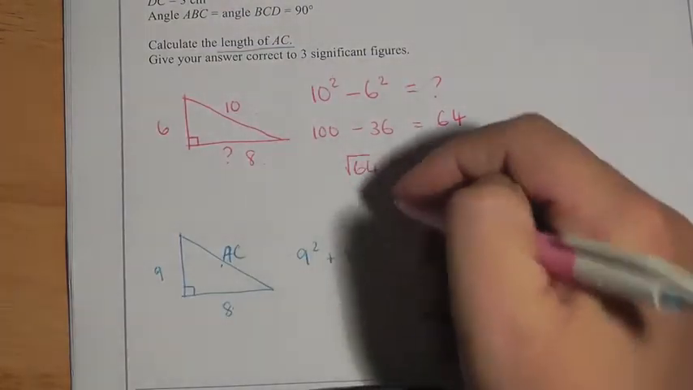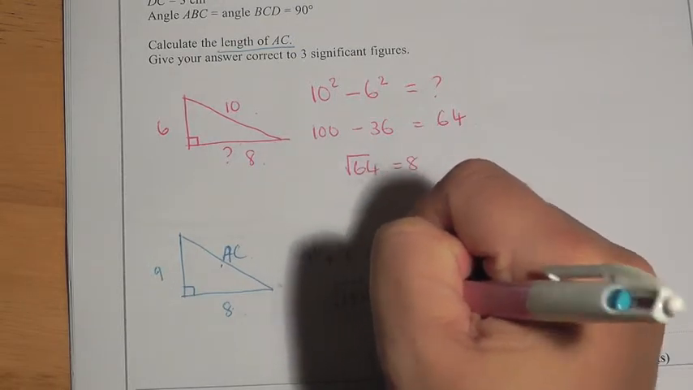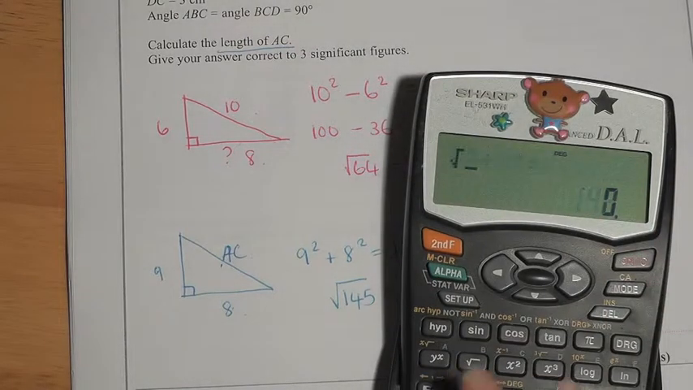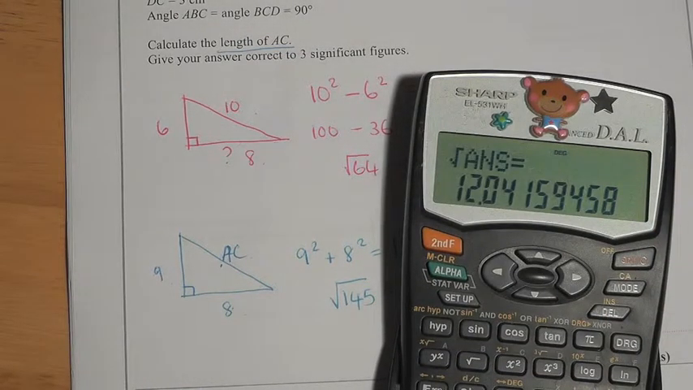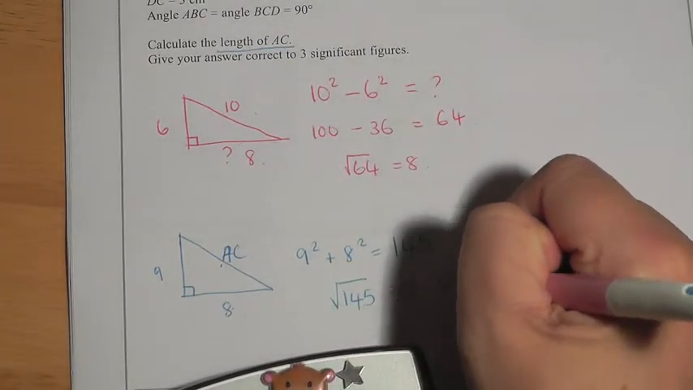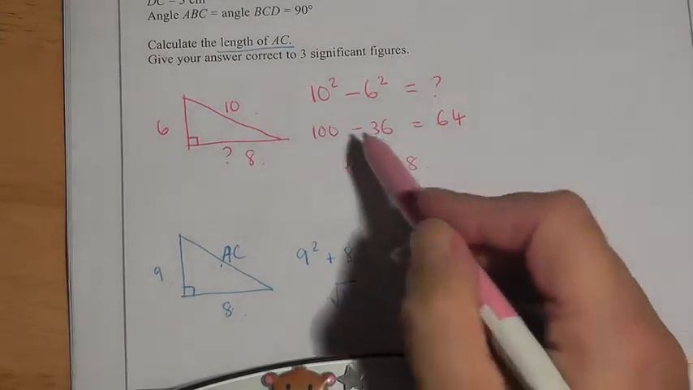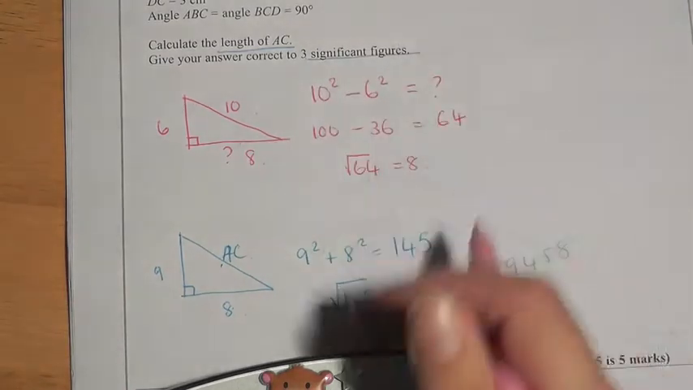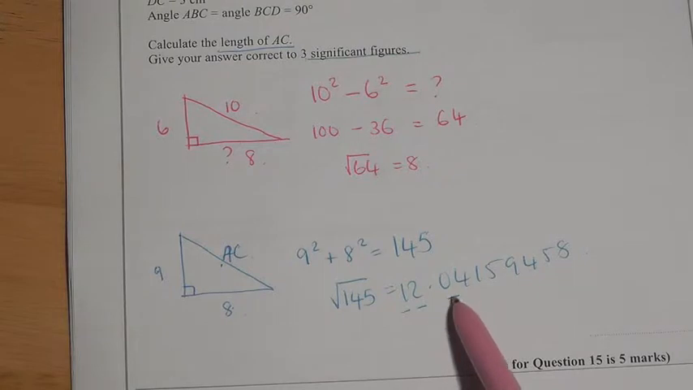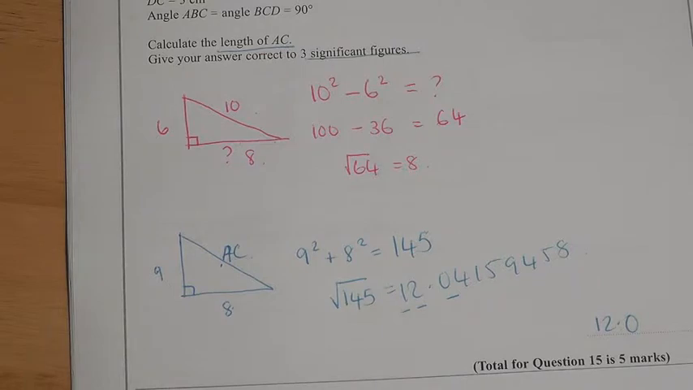Okay, that answer equals 145. And to find the length, I'm going to find the square root of 145. On the calculator, I can leave my answer in, press the square root button and press equals. And that's coming out as 12.0415945. The question has asked me to round this to 3 significant figures. So that's 1, 2, 3. And the 4 isn't going to change that, so my answer is going to be 12.0.